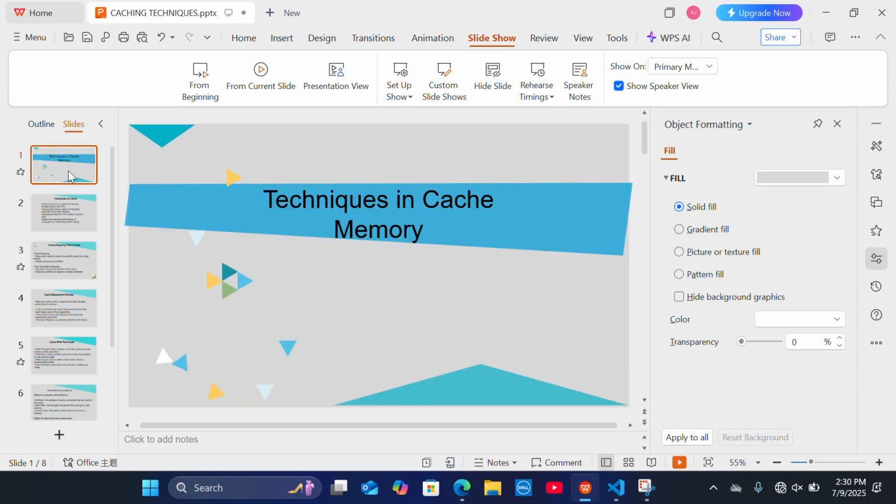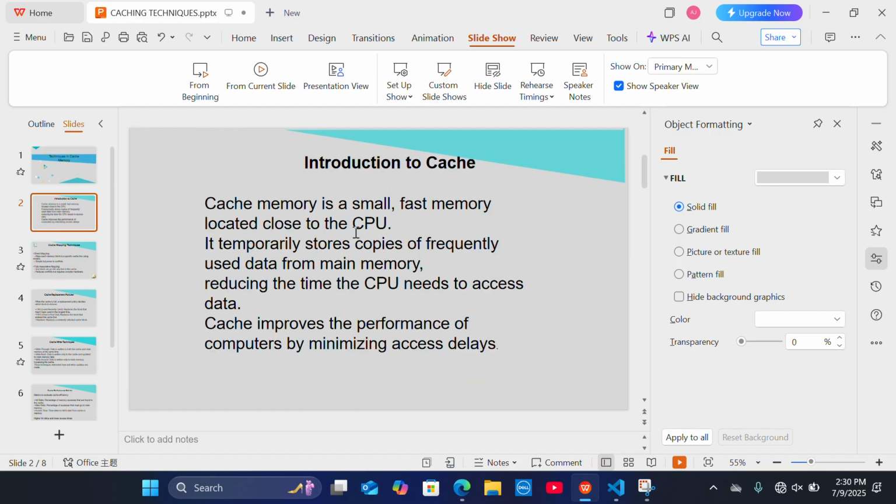In this video, I'll be talking about caching techniques. Continue introduction to cache. Cache memory is a small, fast memory located close to the CPU. It temporarily stores copies of frequently used data from main memory, and it's also reducing the time the CPU needs to access data. Cache improves the performance of computers by minimizing access delays.